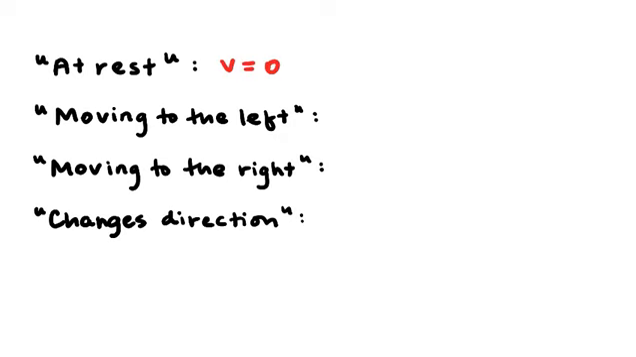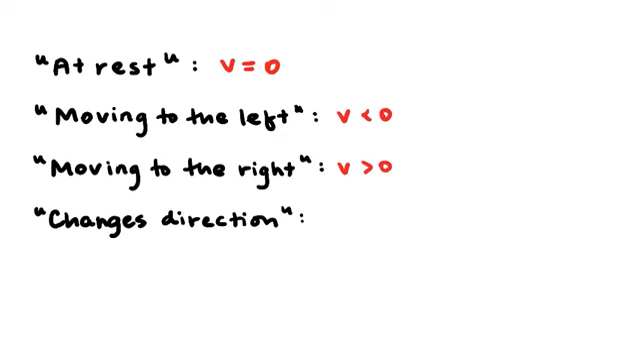Moving to the left along the x-axis, say, is where the position is getting more and more negative. The position is decreasing. Well, decreasing is where the derivative is negative. The derivative of position is velocity, so this is where velocity is negative. Moving to the right in the same way, position is getting larger. It's increasing, meaning the derivative of position, velocity, is positive.